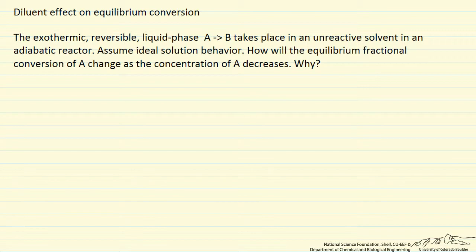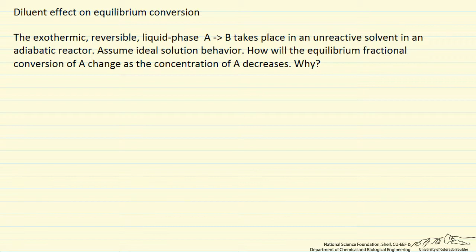In this screencast, we're going to look at the effect of a diluent on the equilibrium conversion for a liquid phase reaction. In particular, we're going to look at the case where we have an exothermic reaction, and the reaction is A goes to B. We have a solvent present, which is the diluent, and the reactor is adiabatic, and that's an important aspect of this. So the question is, how does the equilibrium fractional conversion of A change as the concentration of A decreases or as the concentration of the diluent increases?